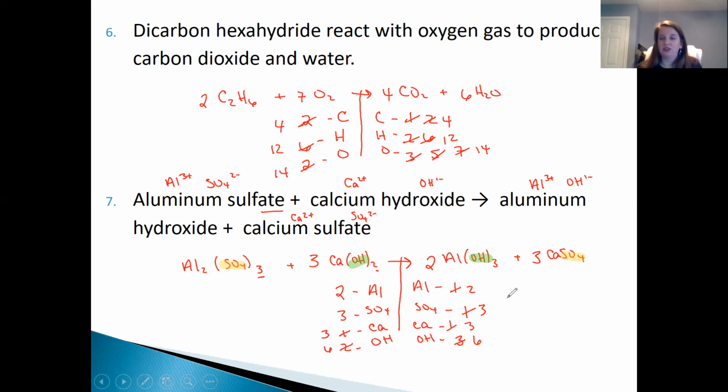Remember, go back to your reaction and check and make sure you have enough. So I've got 2 aluminums, and I have 2 aluminums. I have 3 sulfate groups. I have 3 sulfate groups. I have 3 calciums, and I've got 3 calciums. I have 6 hydroxides. I have 6 hydroxides. Let's not write that stuff though. So this reaction is balanced.